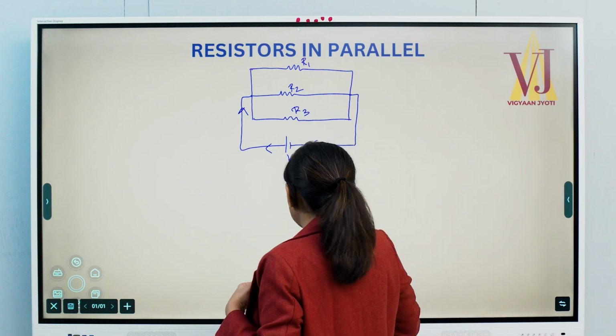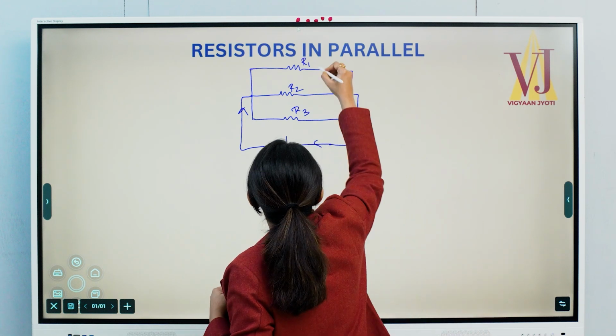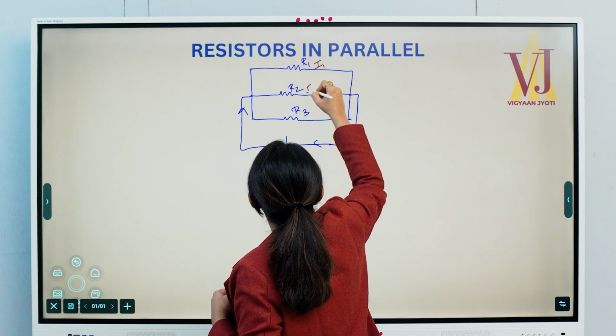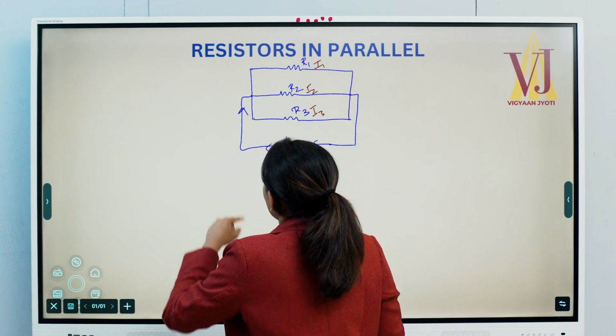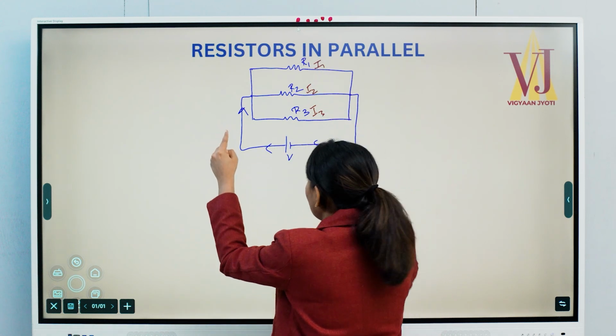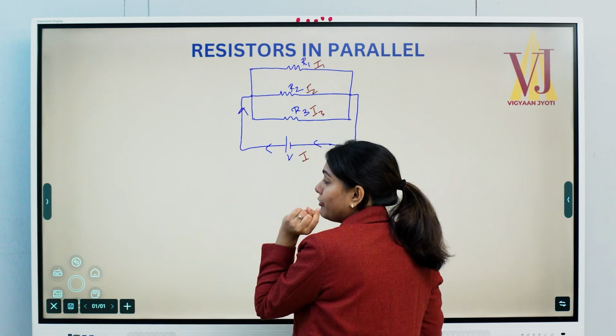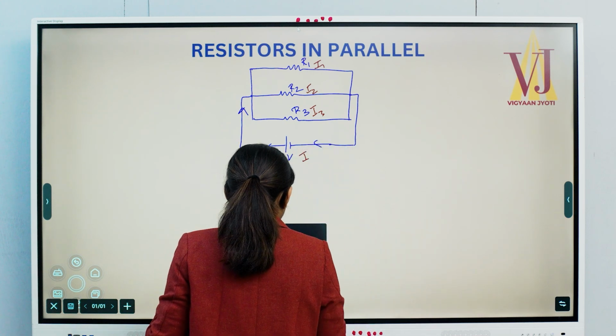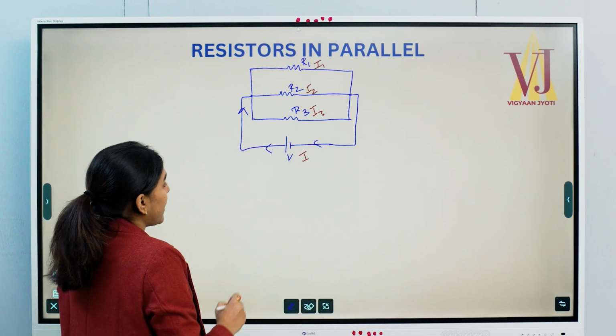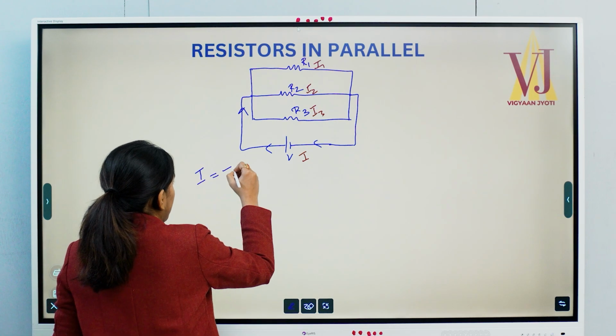So the first primary thing that we are going to write is the current. Let's say these are I1, I2, I3. Initially some current was going through, so let's say the original source of current was I. We have understood this much: in this case my current gets split up.